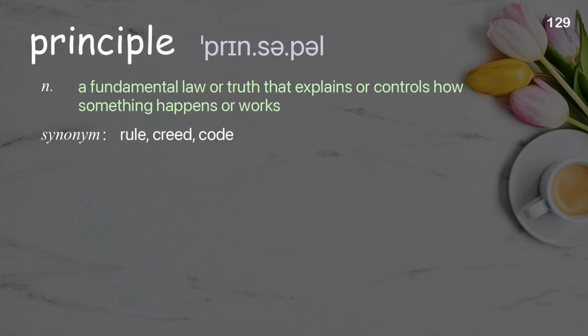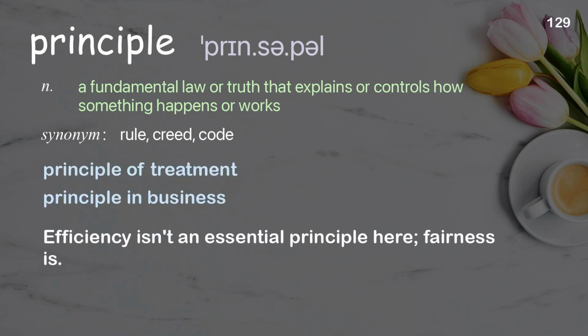Principle. A fundamental law or truth that explains or controls how something happens or works. Examples: Principle of treatment, Principle in business. Efficiency isn't an essential principle here, fairness is.